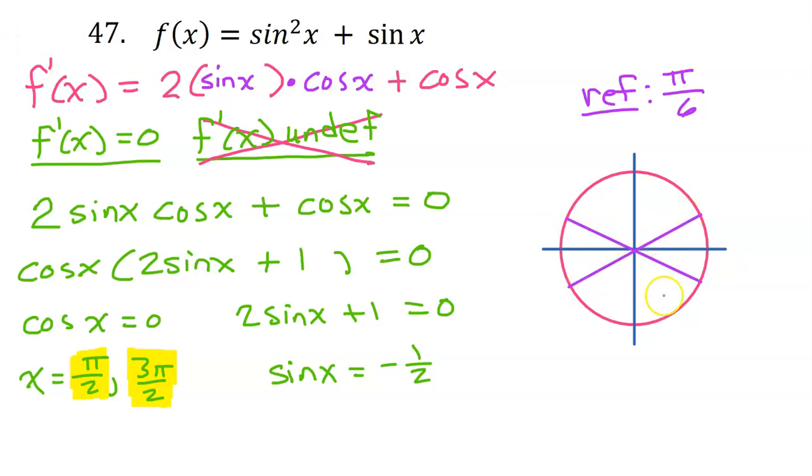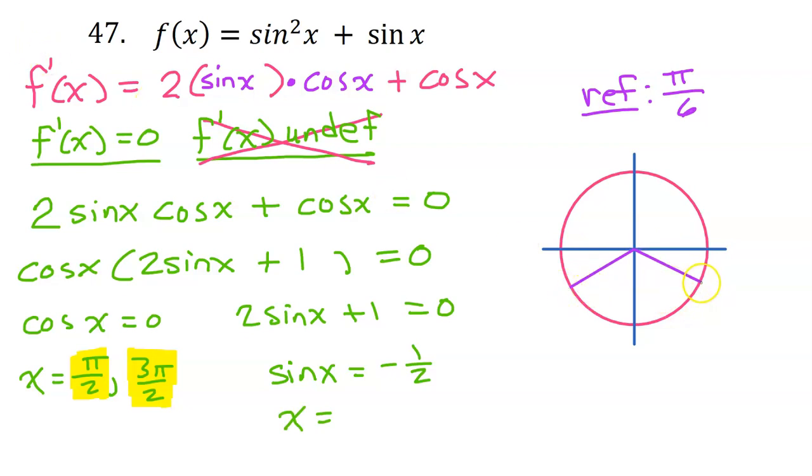Sine of any of these angles will be some kind of 1/2. It's just that 2 of them will be positive and 2 of them will be negative. So we want sine x to equal negative 1/2. What are the 2 quadrants where sine is negative? Well, sine is a y value, so it's going to be negative in these 2 quadrants. So let's focus on that.